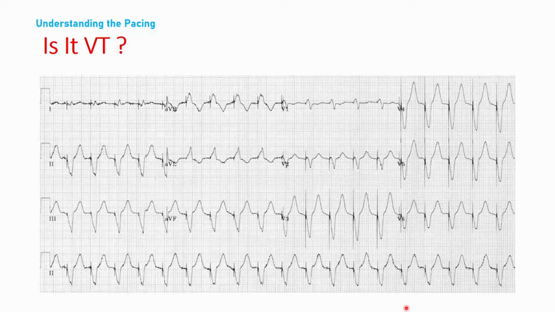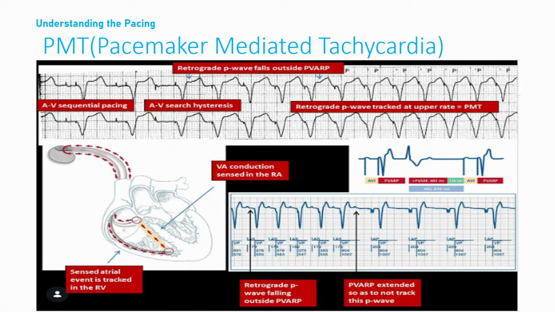Why we cannot say VT? Because there is a spike, right? And of course, we can understand this patient may have a pacemaker and there is a spike. So it's a paced rhythm, so it's not a VT, right? So again, this is one more scenario that we call pacemaker mediated tachycardia.